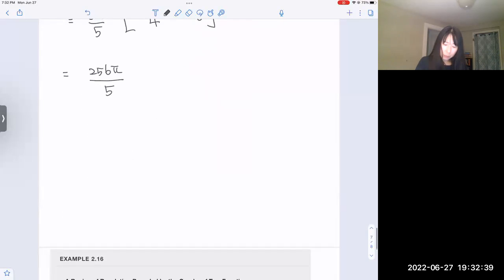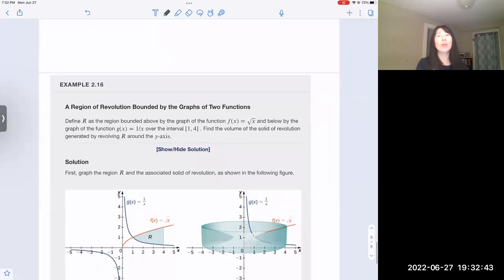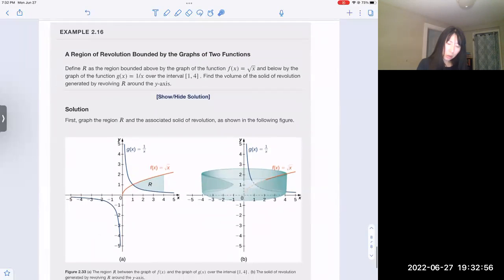All right. Now, this is a little bit special because we had only one function so far. Now we have two functions. How do we do it? We have a little bit different strategy for this one. Okay, please read this one.